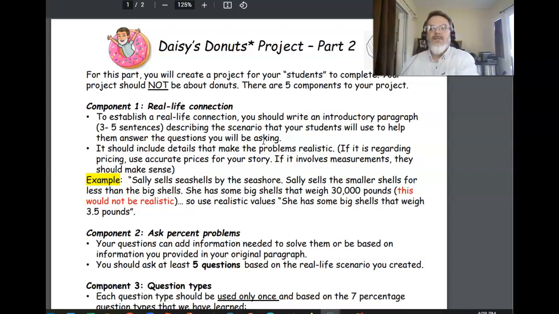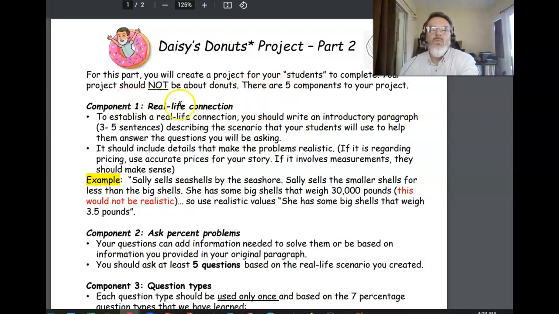For that part, this is after you've already completed the class kick exercise. You're going to be making your own actual project here. And so this one is not going to be about donuts. You're going to decide how you want to make this project. And there are going to be 5 components to this project.